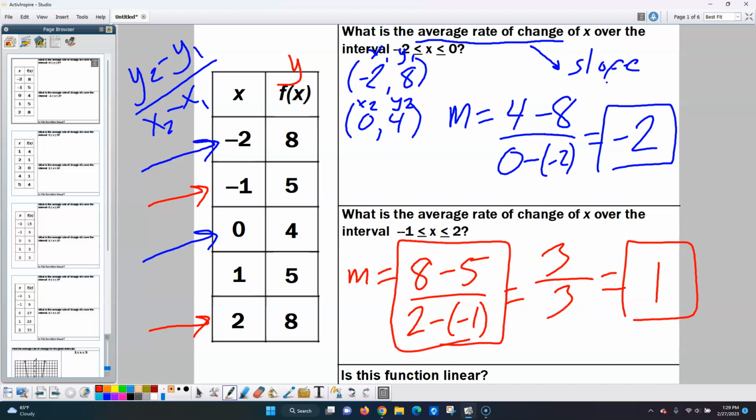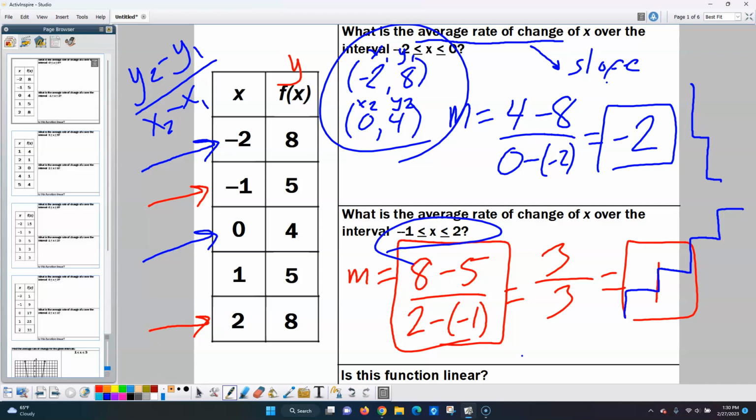And is this function linear at the bottom? It says, is this function linear? No, it's not linear. If it was linear, then all of these would have the same average rate of change. They'd all have the same slope. We go up 2 over 1 or up 3 over 1, or like this would be up 1 over 1, up 1 over 1. Well, up here we were going down 2 over 1. Like the slope or average rate of change between these 2 points is not the same between these two on the bottom down here. So is this function linear?